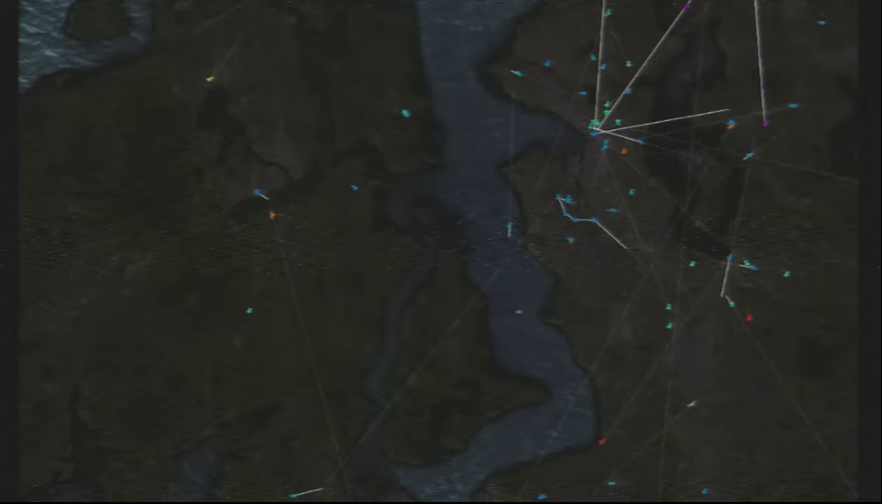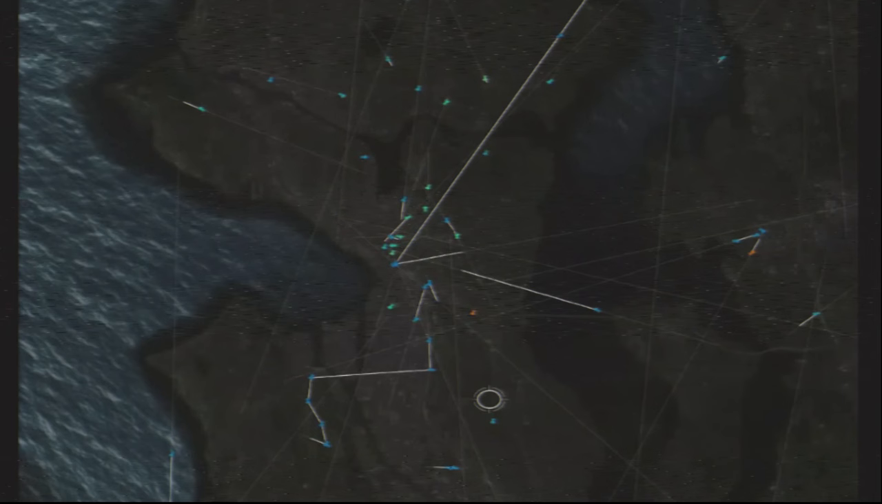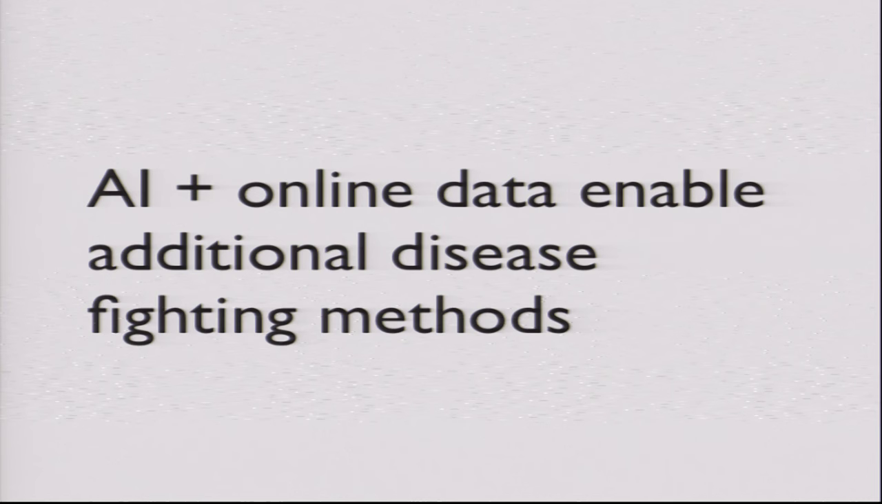And what I would like to focus on today is how we can use data sets like this to do epidemiology. I don't think this channel alone is going to solve all the world's problems, but real-time data like this is an important component that, added to the traditional techniques, can open new opportunities. The message I would like to convince you of is that artificial intelligence plus online data can open new disease-finding methods that were simply unavailable before because we didn't have the right data.